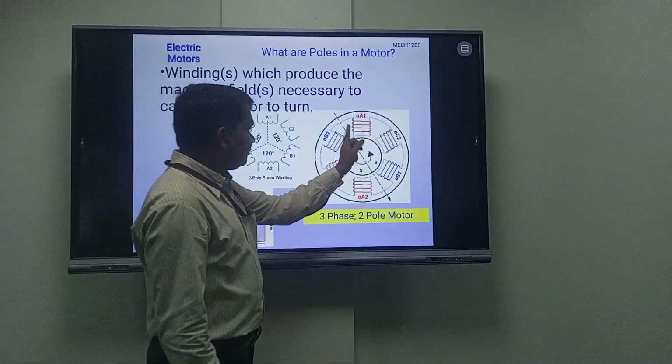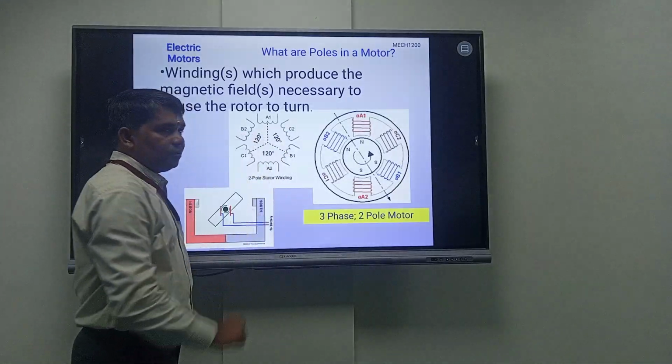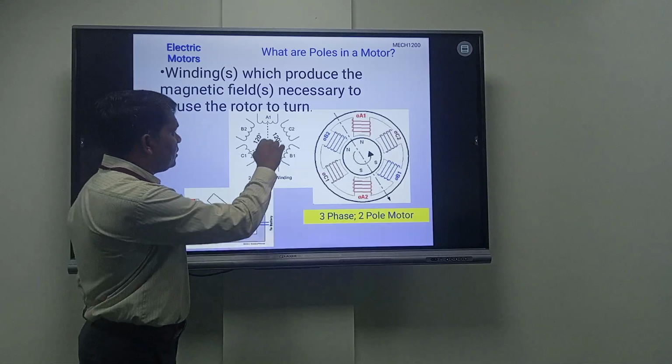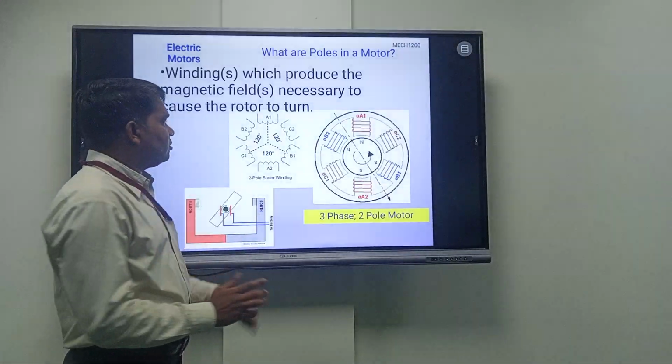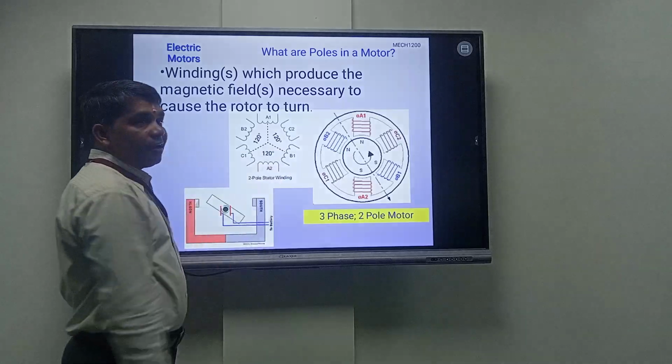The conductors will be placed at 120 degrees to each other. So you can say this is one pole. A1, A2 is one phase. B1, B2 is another phase. C1, C2 is another phase.